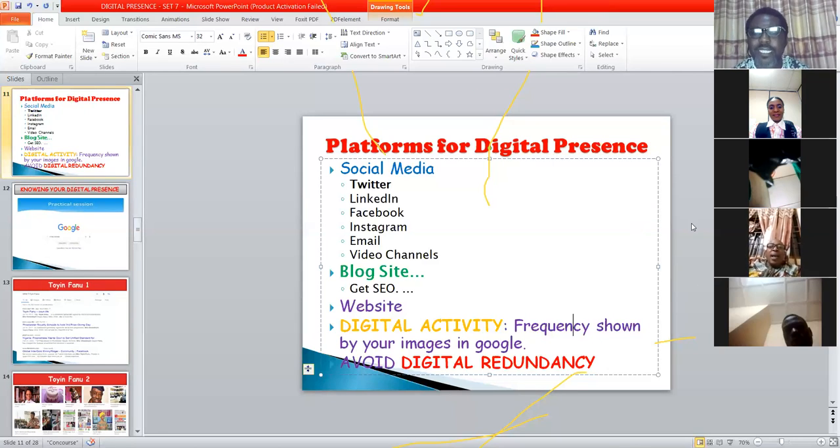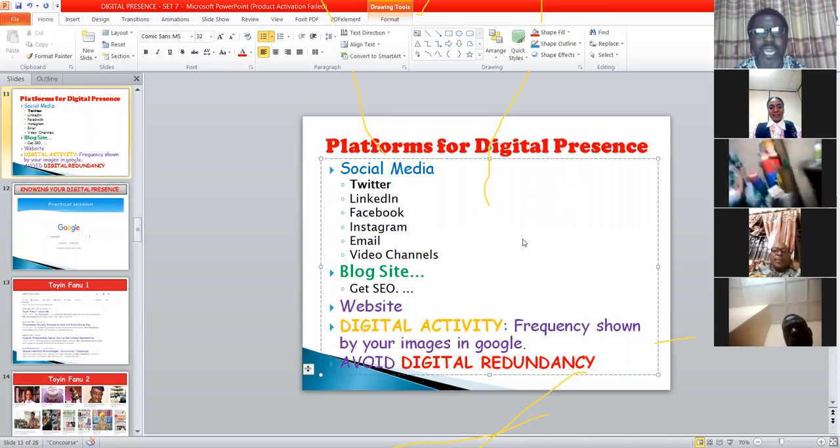Now, you see that when you avoid digital redundancy, that is when you are moving forward. Because there's every tendency that you are doing nothing in the digital world. There's every tendency that you are just there, you are not making a contribution. That is why we always advise: avoid digital redundancy. Anything that you do that is not recorded is still digital redundancy.